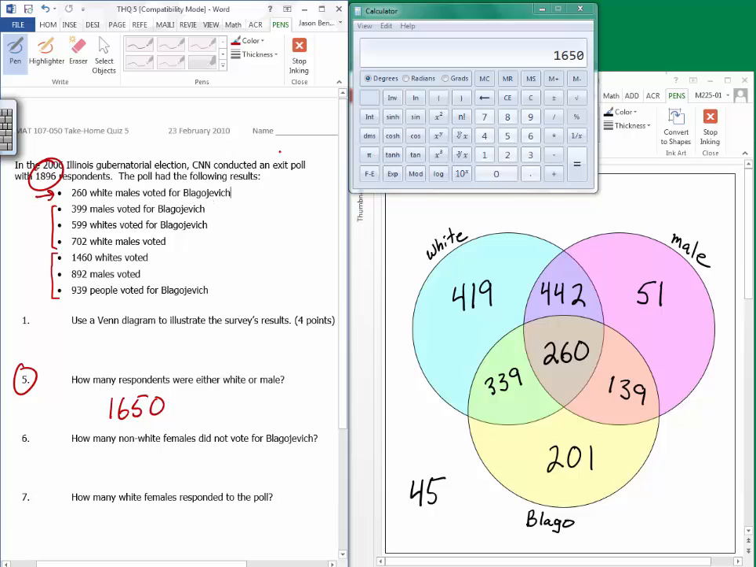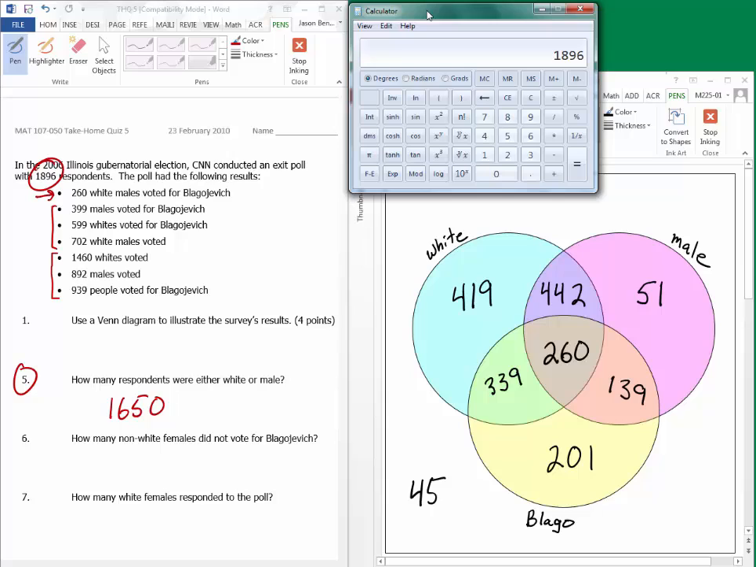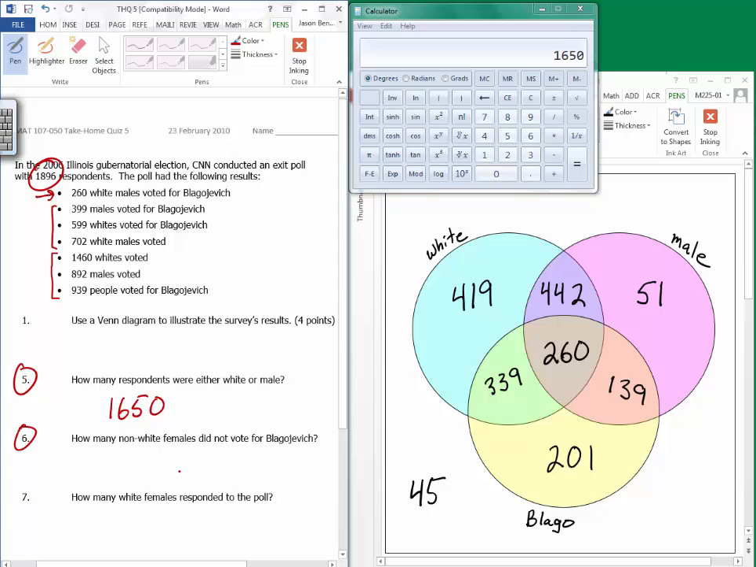Or I could take the total number in the survey, 1,896, and subtract the 2 parts that aren't what I want. I should get the same number. Number 6, how many non-white females? Everyone in this poll is either male or female. The numbers do add up. So this is non-white, non-male, not Blagojevich. That's just this one area here.